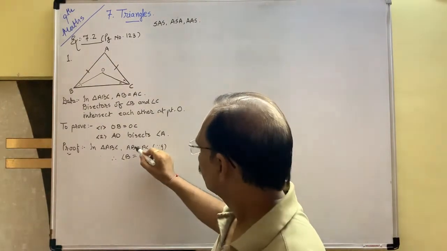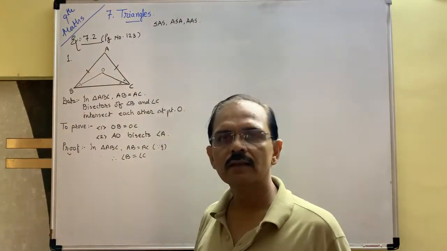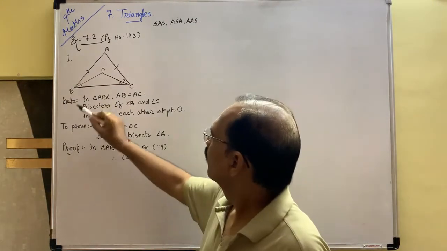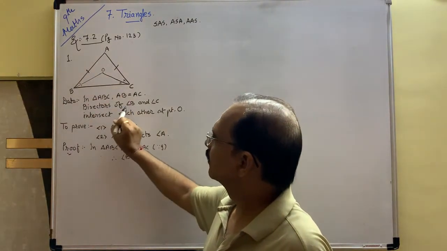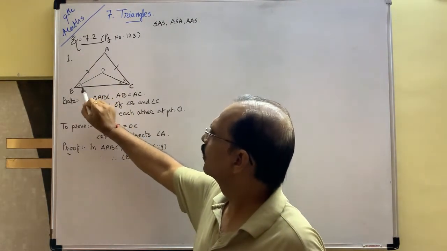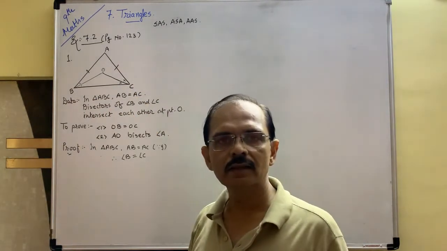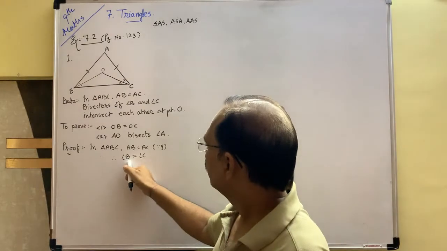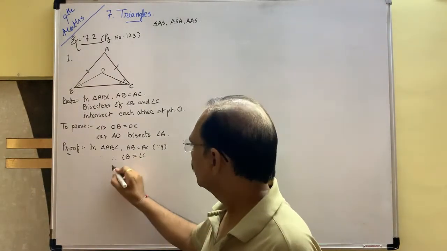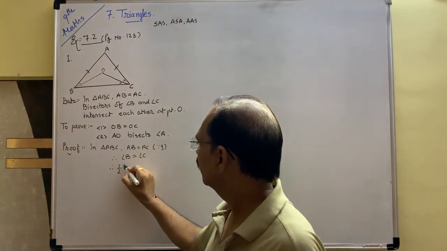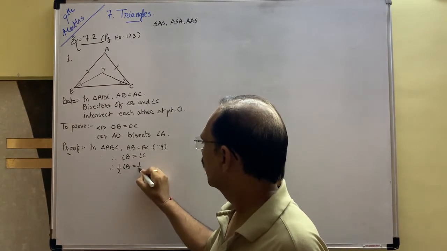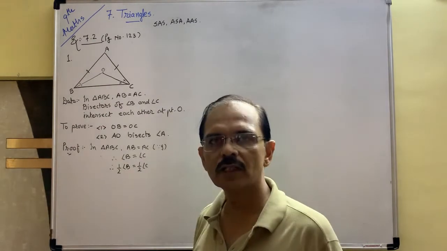But if two sides are equal, opposite angles are equal. Now see. BO is the bisector given. That means these two angles are equal. These two angles are also equal because CO is the bisector given. Now B and C are same. So if you multiply both sides by half, then half B equals half C.